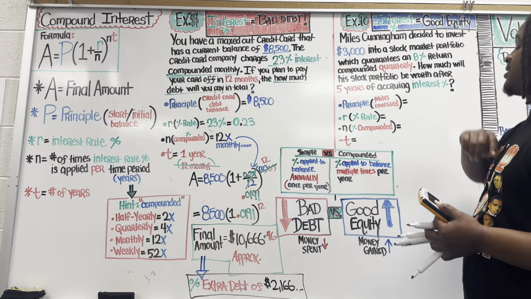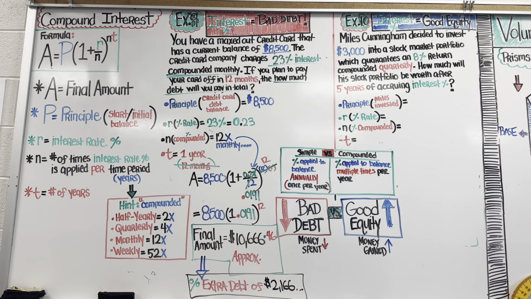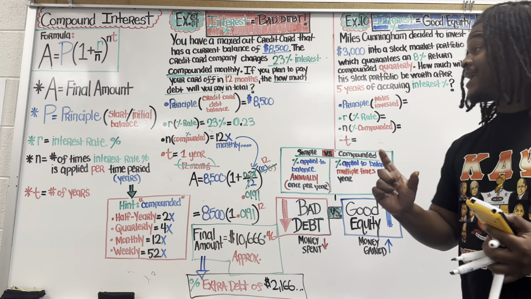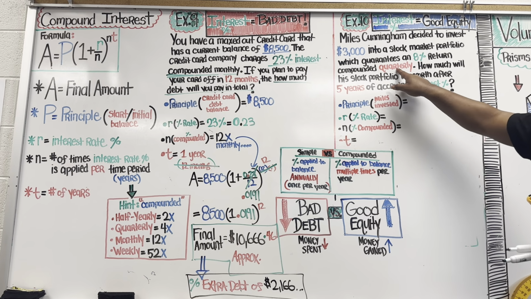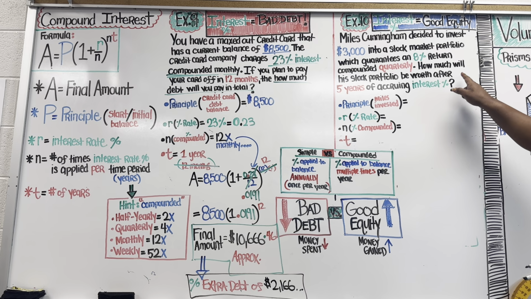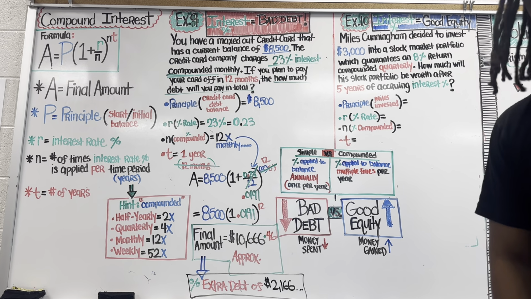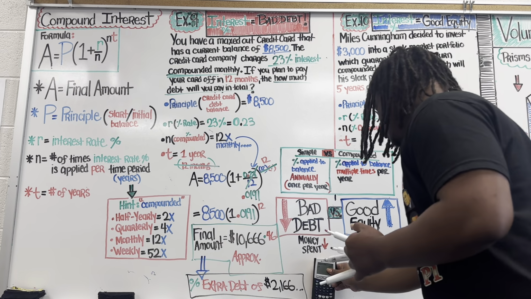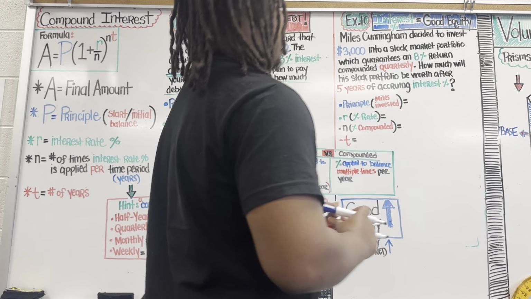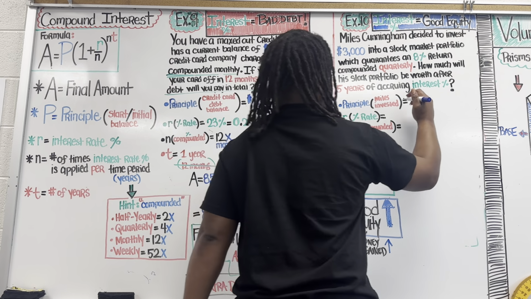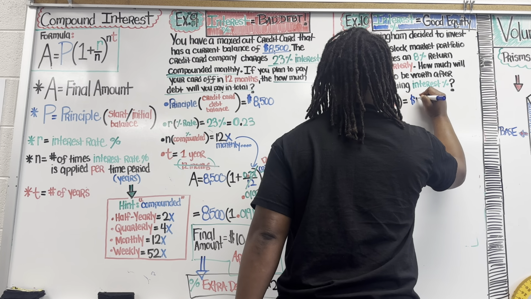So in this particular situation, guys, it says Miles Cunningham decided to invest $3,000 into a stock market portfolio, which guarantees an 8% return compounded quarterly, okay? How much will his stock portfolio be worth after 5 years of accruing interest, okay? So basically, guys, in this particular situation, my partner, Miles Cunningham, he invested, which is the principal, $3,000 initially, right?